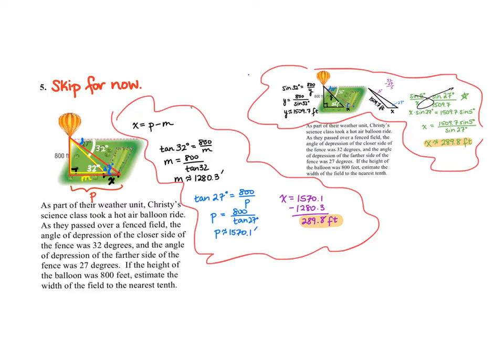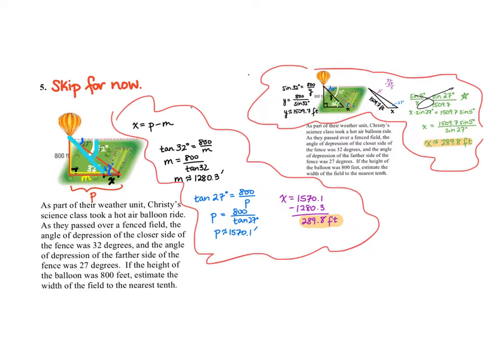So first of all, let's talk about the problem. It says, as part of their weather unit, Christy's science class took a hot air balloon ride. As they passed over a fenced field, the field is right there in the picture, the angle of depression of the closer side of the fence was 32 degrees. So that's what I've drawn in yellow there. This angle right here is 32 degrees.